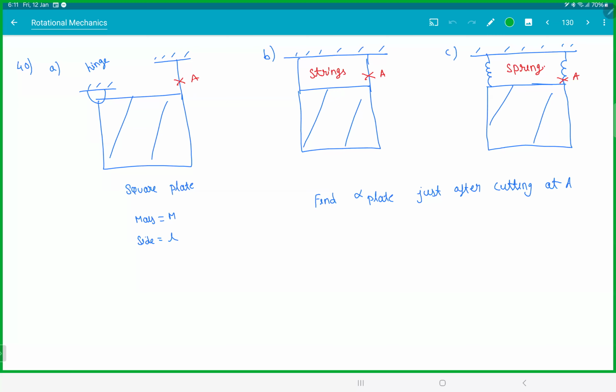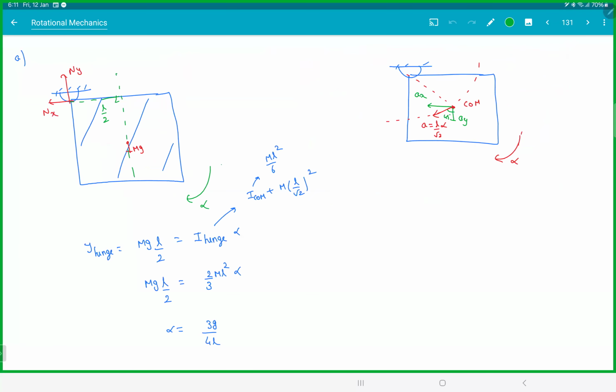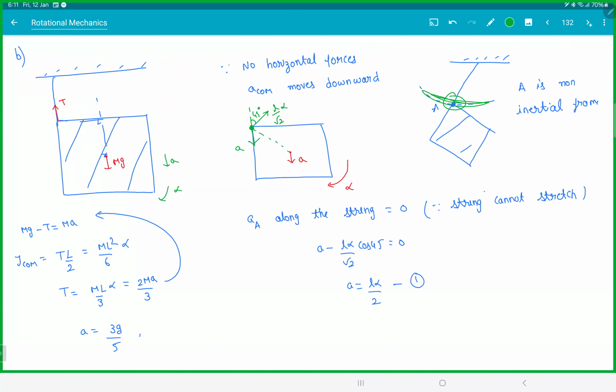A non-inertial frame is anything that accelerates. Fair enough? So that means if this point A is moving, it is accelerating, isn't it? Simple. That's it. That is a non-inertial frame. Anything that accelerates is a non-inertial frame. Fair enough?